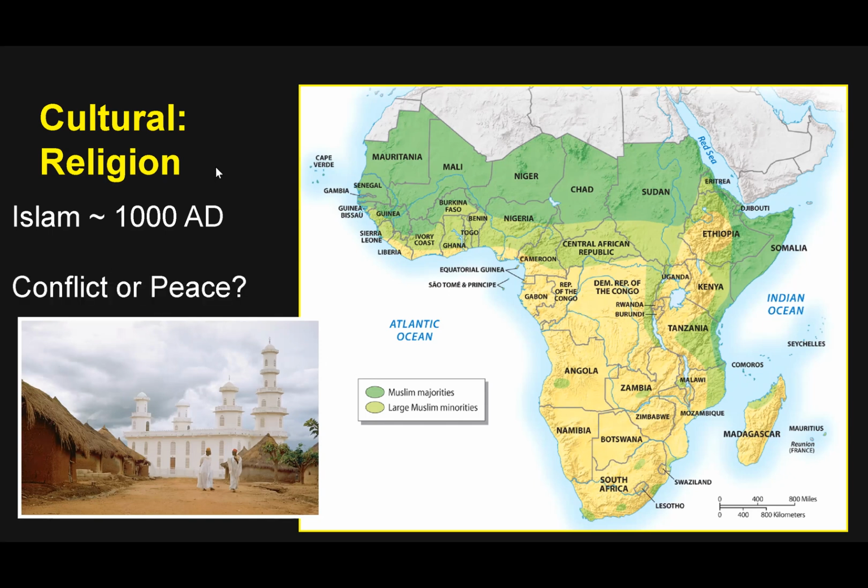And some people consider, does this create conflict or does it create peace? Because from the south coming up, you have more Christian and animist groups, and from the north coming down, you have more Muslim groups. And into the middle, they mix. Now, for most communities, it's peace. They get along with their neighbors, everyone respects each other, but from time to time, you can see conflict arise.